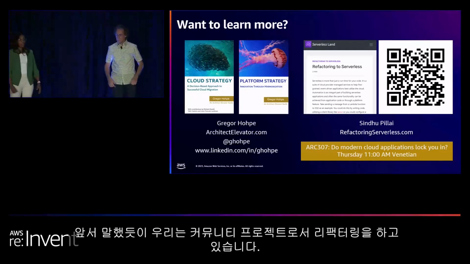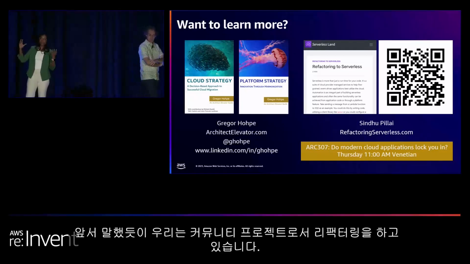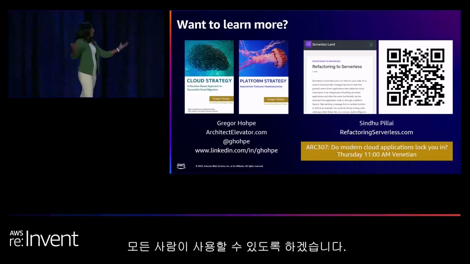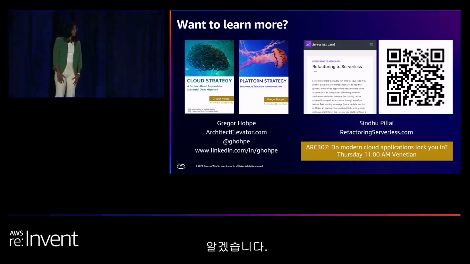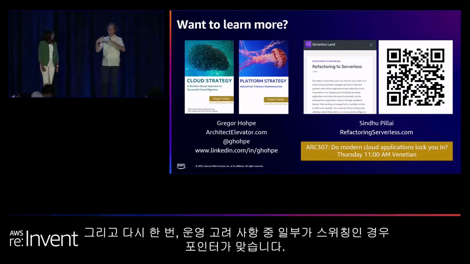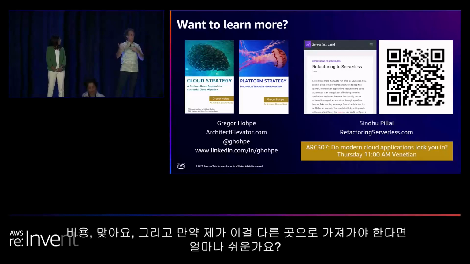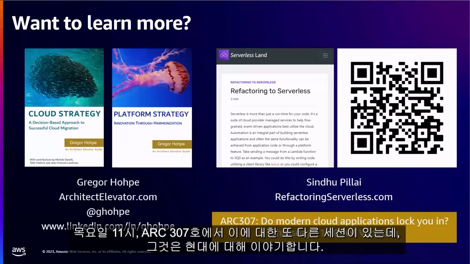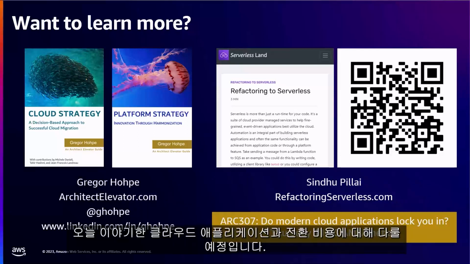Yeah, so as we said, all those refactorings we're making as a community project. So if you have ideas or if you have refactored, feel free to reach out to us, contribute, and make it available for everyone. And once again, the pointer: if part of your operational considerations is switching cost, and how easy is it if I should ever need to take this somewhere else, there's a whole other session about this on Thursday, 11 o'clock, ARC 307, that talks about modern cloud applications like we talked about today, and switching costs.